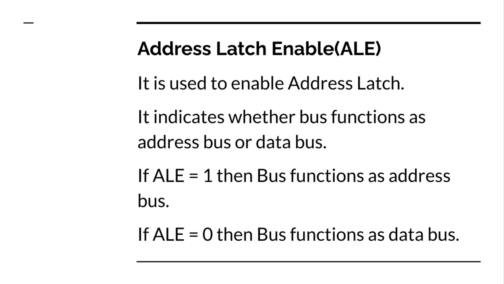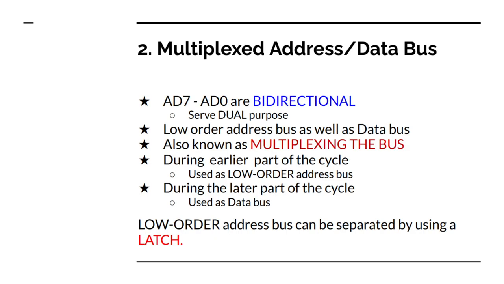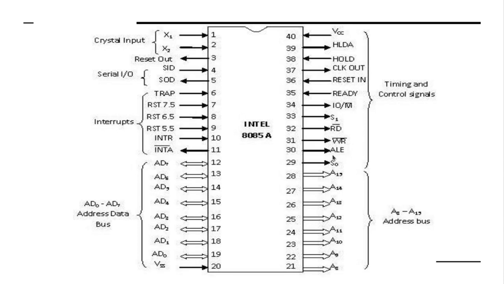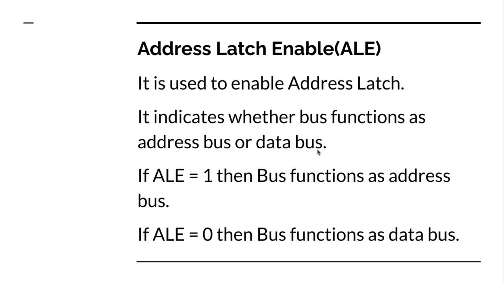Then we have something called address latch enable. As you can see here, we have ALE here. Its full form is address latch enable. It is used to enable the latch address. It indicates whether the bus functions as an address bus or a data bus. If ALE is equal to 1, the bus functions as an address bus, and if ALE is equal to 0, then the bus functions as a data bus.